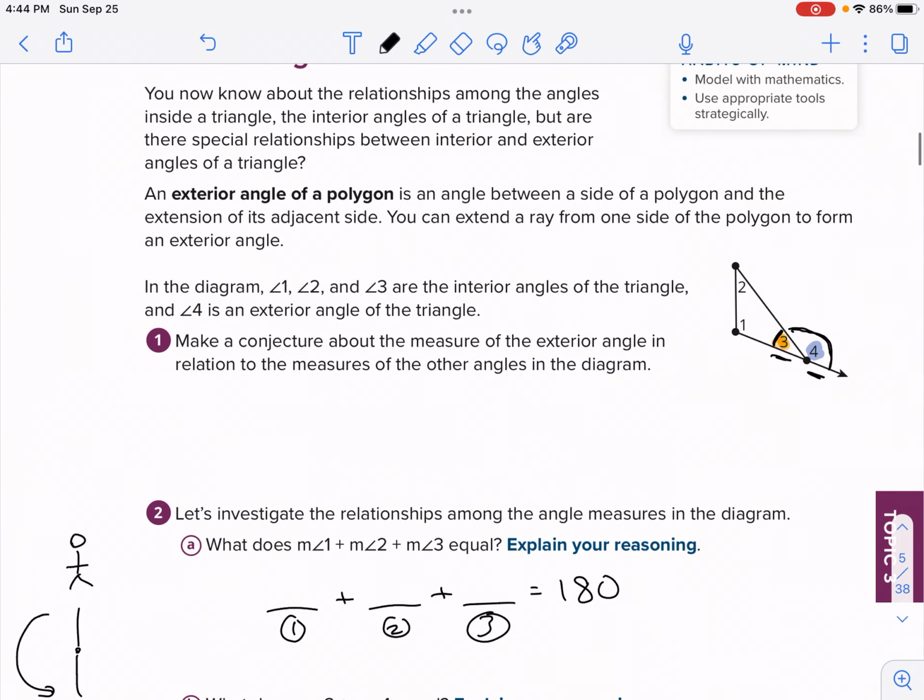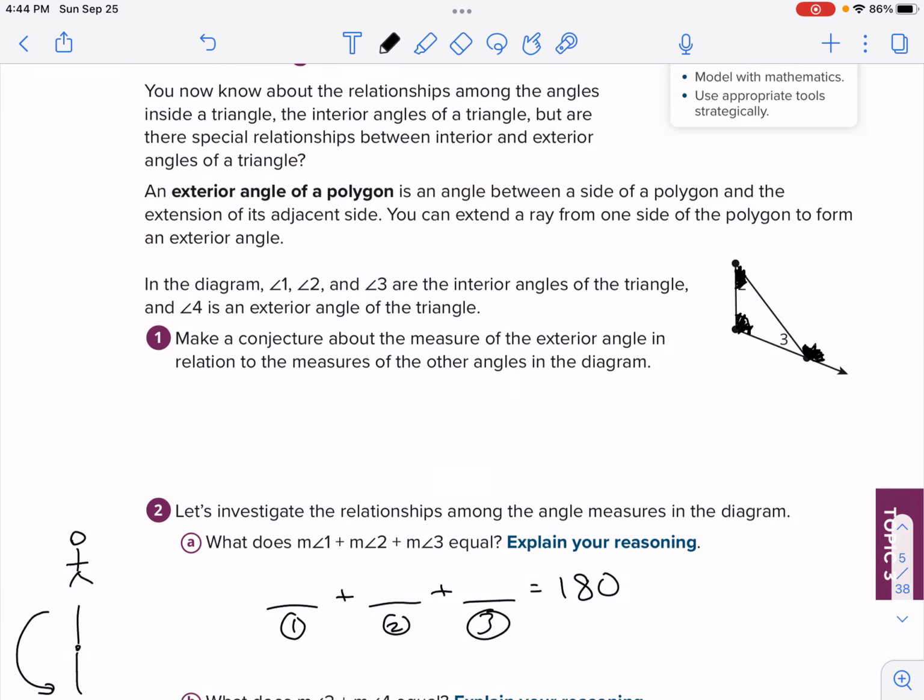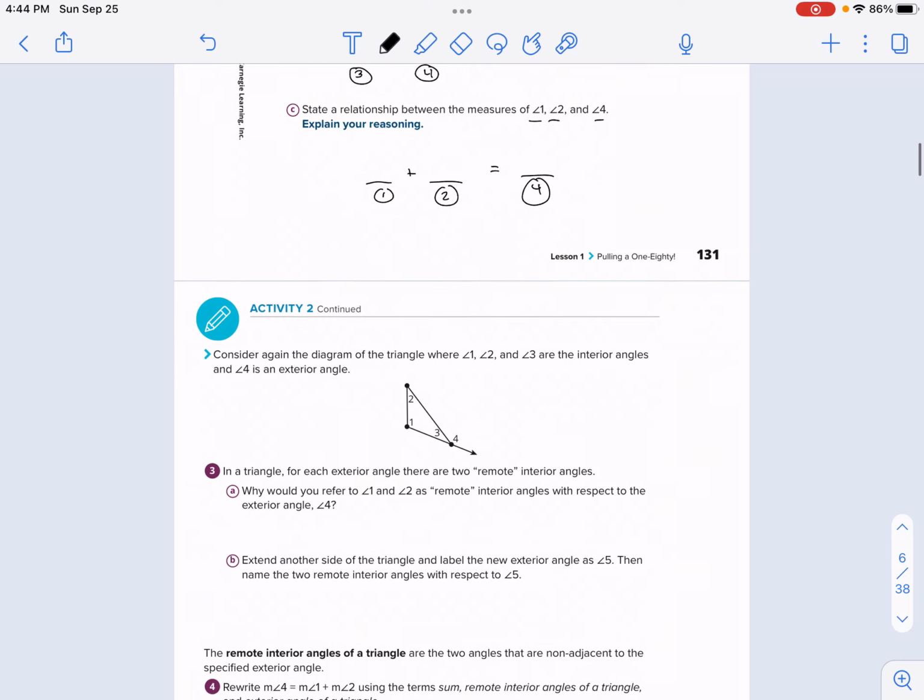Now how can I prove that? Let's do this. Like if you were to take this angle here, shade it, and this angle here, shade it, this would equal, let me erase this. The amount that you shaded it would equal angle 4. Okay, there's a name for that. But let's go to the next page to discover that.